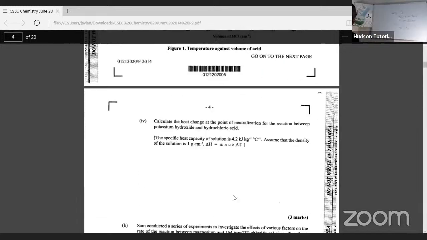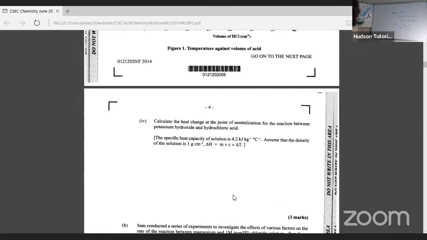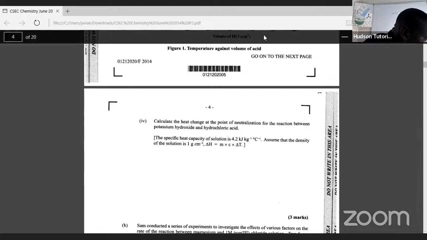All right, IV says calculate the heat change at the point of neutralization for the reaction, given that the specific heat capacity of the solution is 4.2 kilojoule per kilogram per degree Celsius, assuming that the density of the solution is 1 gram per centimeter cube. How would we do this one? Let's go, shall we?